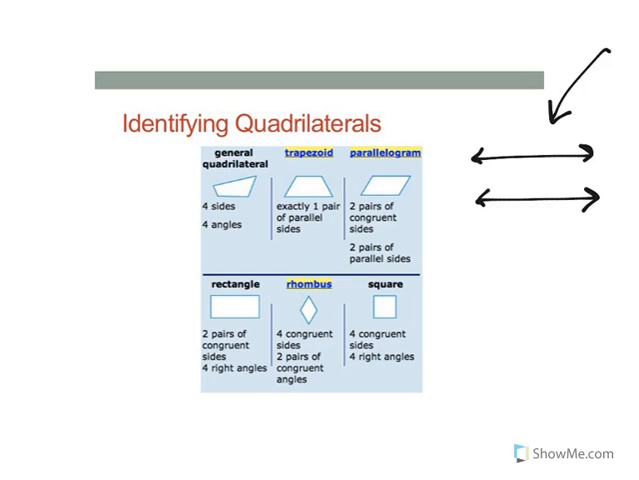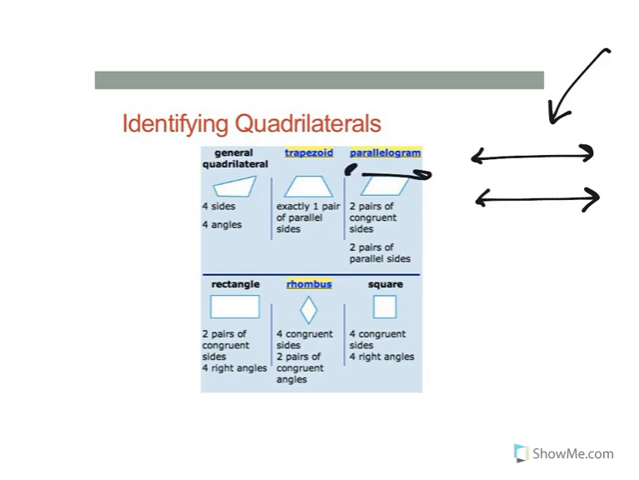So, the definition of a trapezoid is exactly one pair of parallel sides, meaning it cannot have 2, 3, whatever. The parallelogram is 2 pairs of congruent sides and 2 pairs of parallel sides. So what this means is that it has 2 pairs of congruent sides. So looking at here, we know that the 2 sides along the top and the bottom are parallel and congruent, and the other 2 are congruent as well. And also 2 pairs of parallel sides.